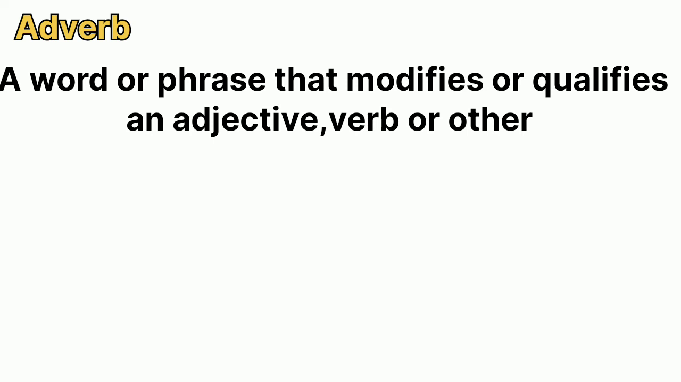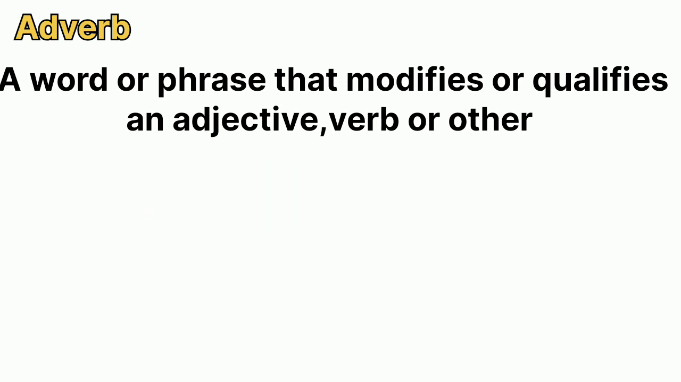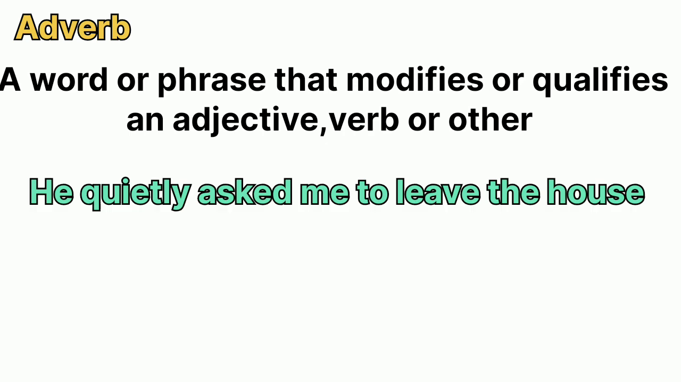Some of the examples of adverbs: slowly, repeatedly, sadly. These are the examples. So I'm going to make another example of an adverb. The sentence says, he quietly asked me to leave the house. He quietly asked me to leave the house. Where is the adverb? Yes, quietly. Quietly is an adverb. You can see that for yourself.